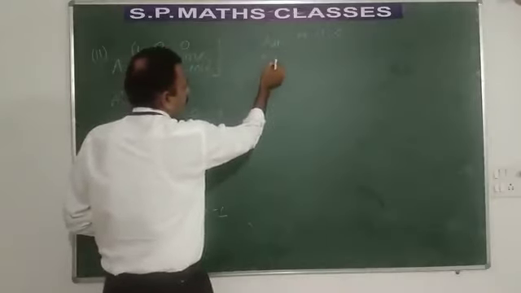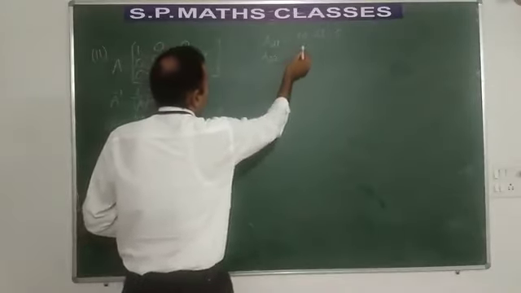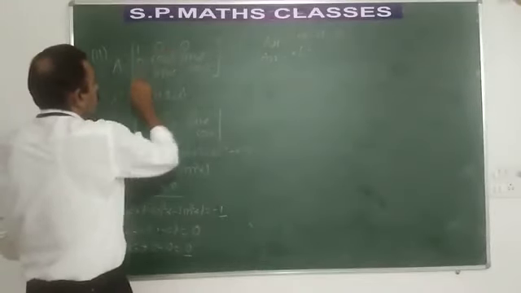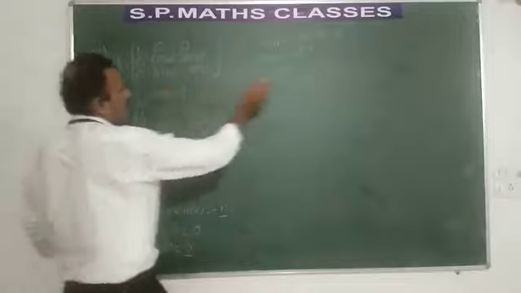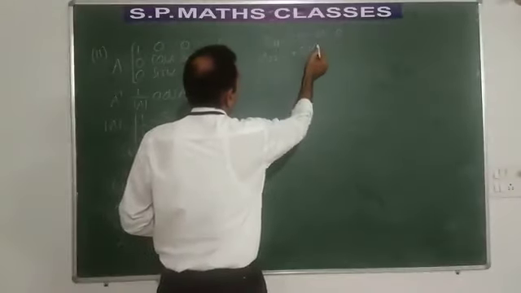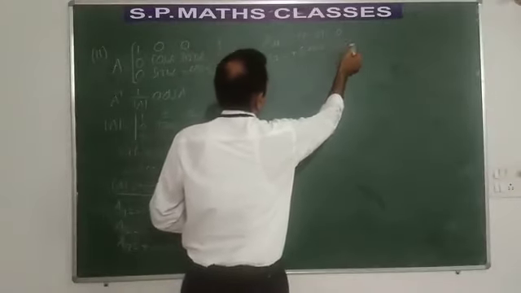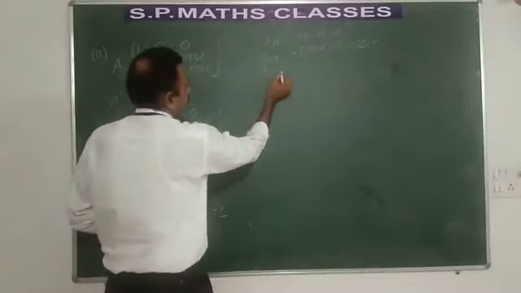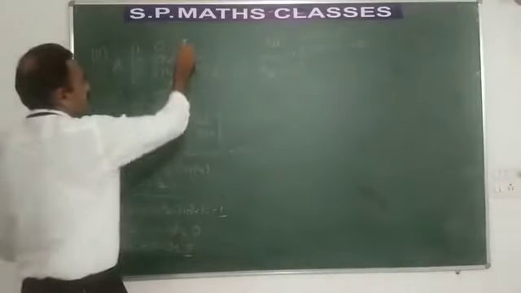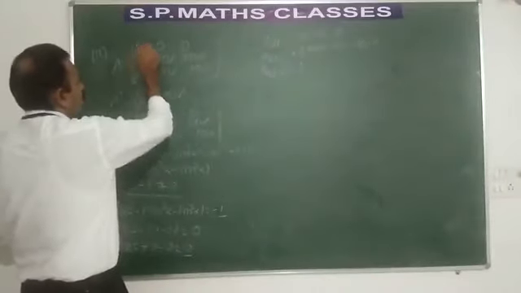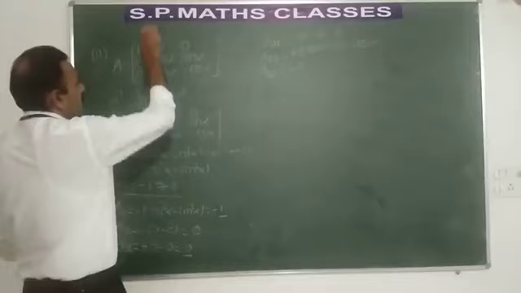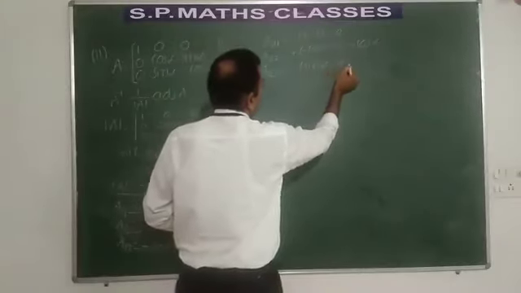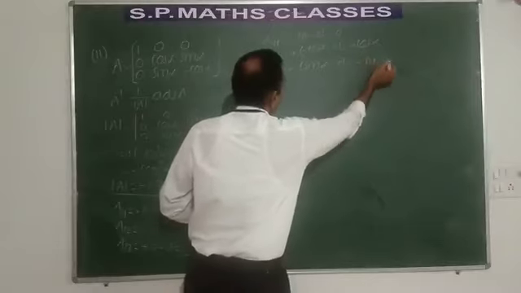You take up A22, cofactor of A22 for cos alpha. Leave that row and column. 1, 0, 0 minus cos alpha, you get minus cos alpha minus 0. Answer is minus cos alpha. Take up A23, it's minus for this element. Leave that row and column. 1, 0, 0 sin alpha minus 0. It is sin alpha minus 0, which is equal to minus sin alpha.